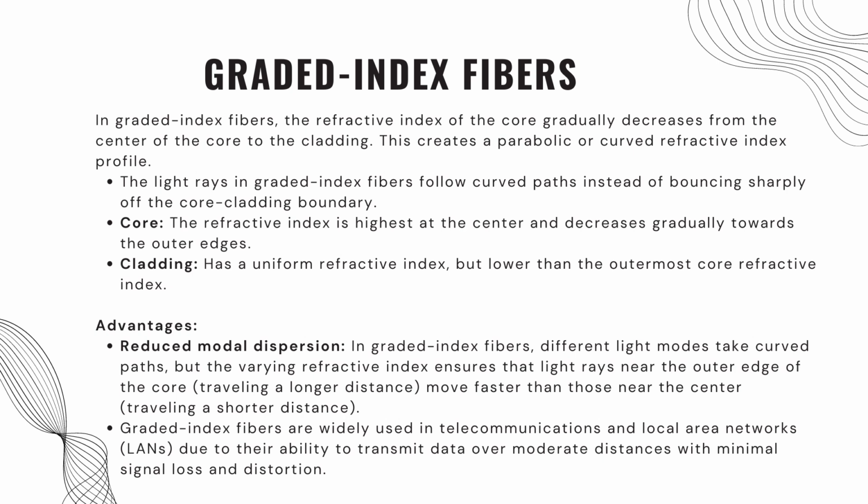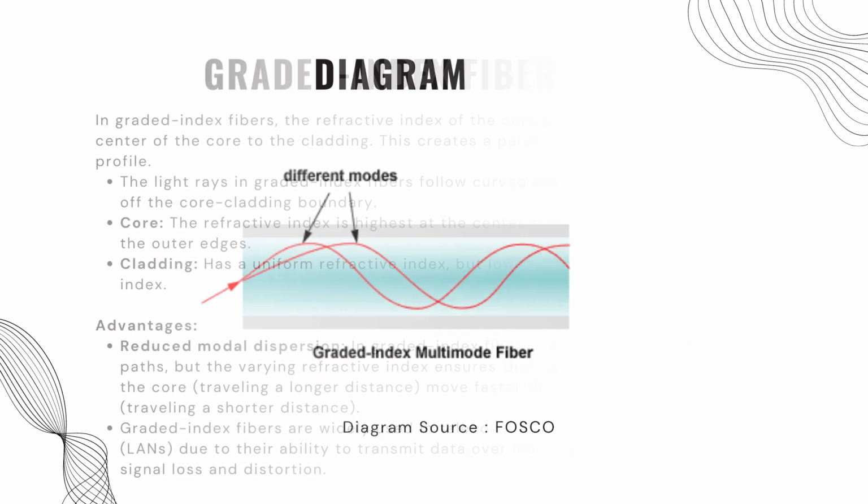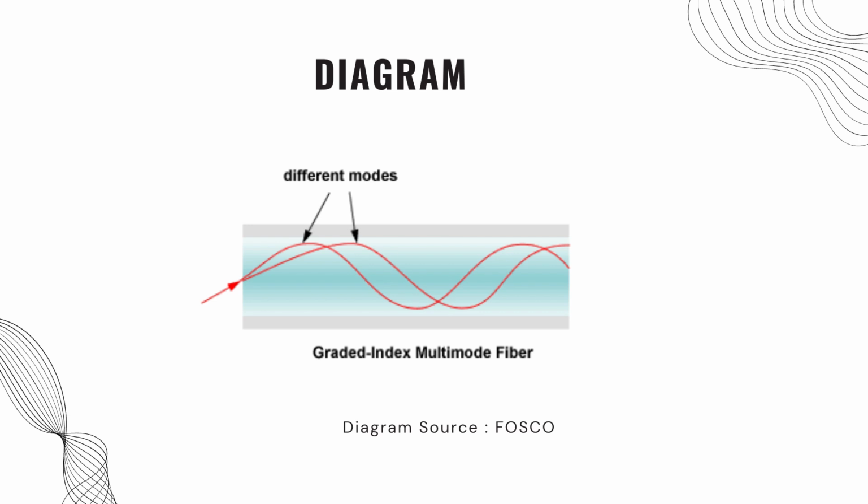Graded index fibers are widely used in telecommunications and local area networks, LANs, due to their ability to transmit data over moderate distances with minimal signal loss and distortion. A graded index fiber diagram shows the gradual change in the refractive index from the core center to the cladding and illustrates how light rays curve within the fiber, following parabolic paths.